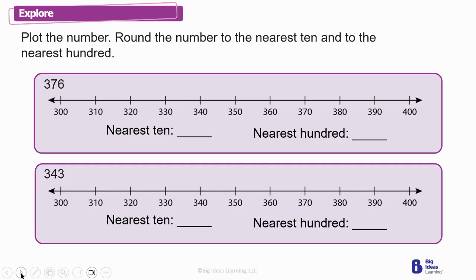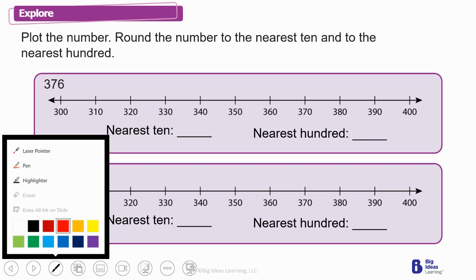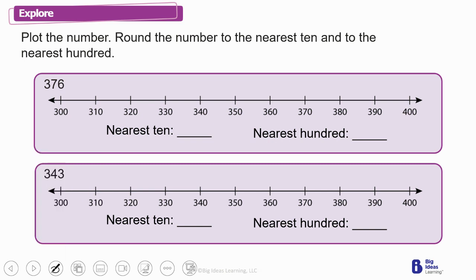All right, so yesterday we practiced this with a number line. Plot the number, round the number to the nearest 10 and to the nearest 100. So we're rounding 376. If I'm going to round 376 to the nearest 10, 376 on my number line is going to go somewhere right here, right? So if I round it to the nearest 10, which 10 is it closest to? 370 or 380? Well, the closest 10 would be 380.